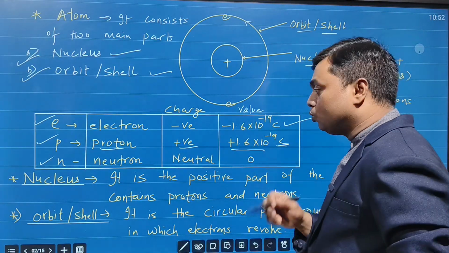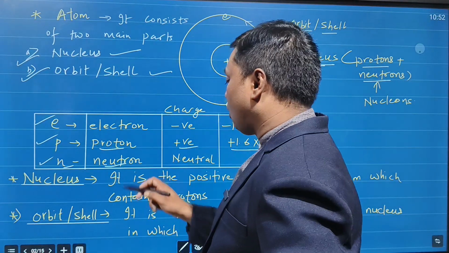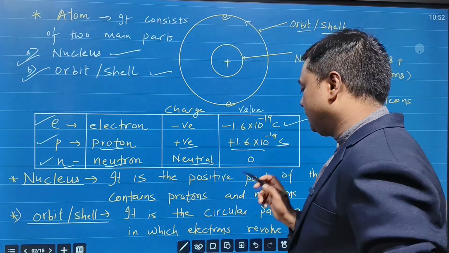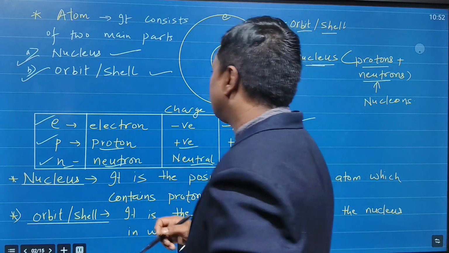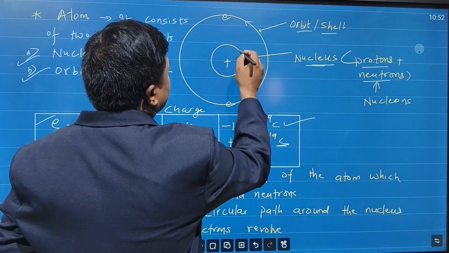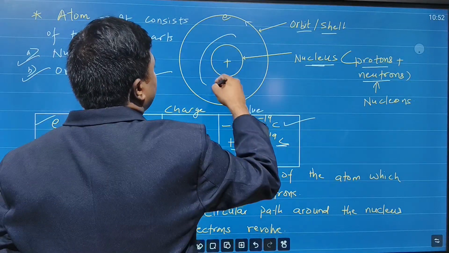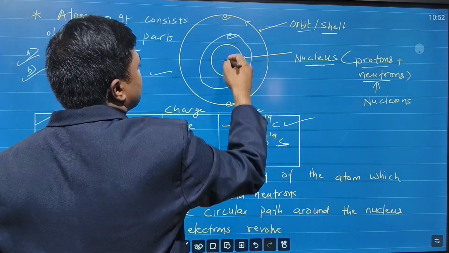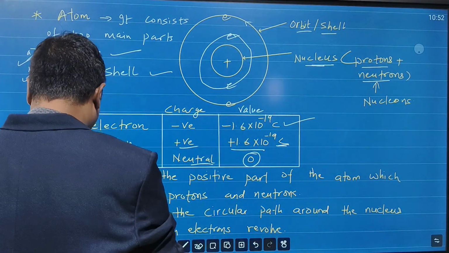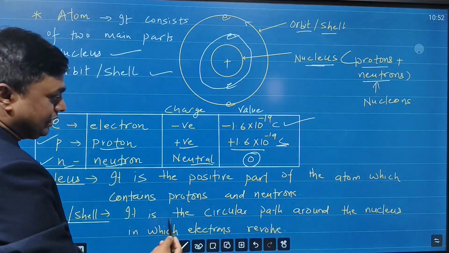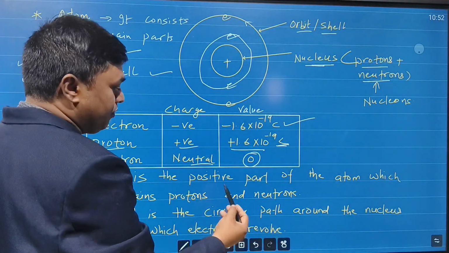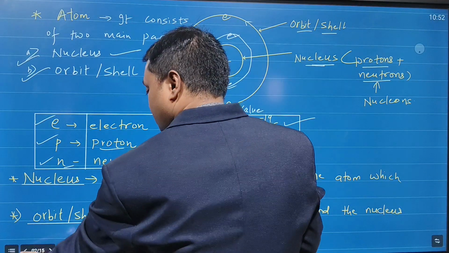SI unit of charge is what? Coulomb. N for neutron. It is a neutral particle. The value is 0. It has no charge. So you can see this is a nucleus which contains protons and neutrons, and there is a circular path around the nucleus in which electrons revolve. That is called orbit. So what is orbit or shell? It is the circular path around the nucleus in which electrons revolve.